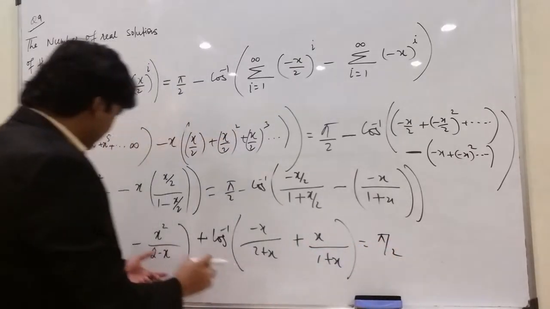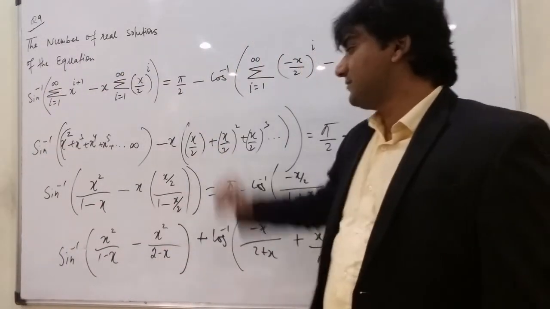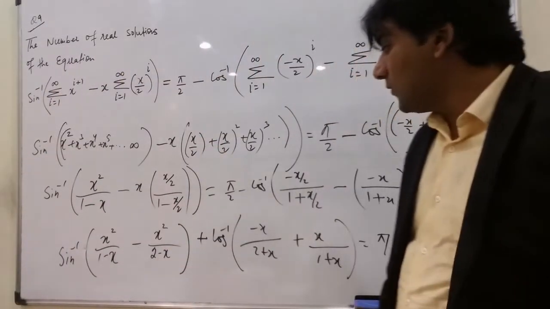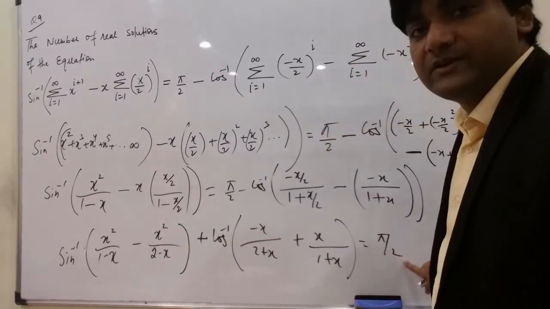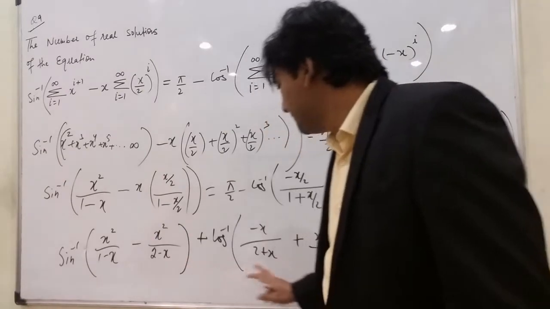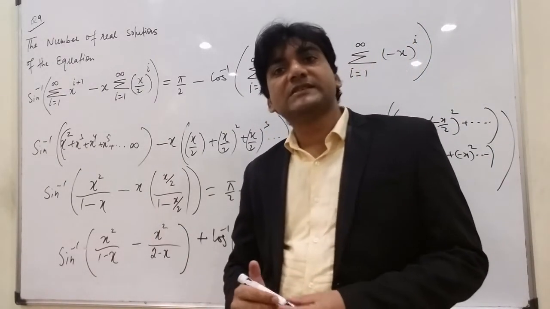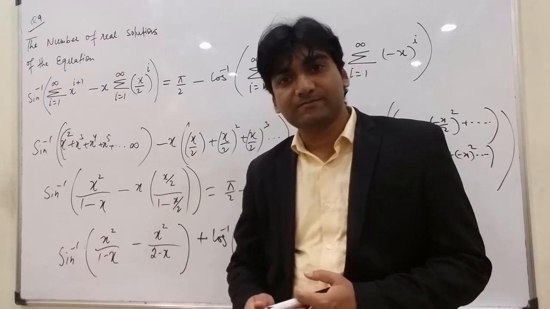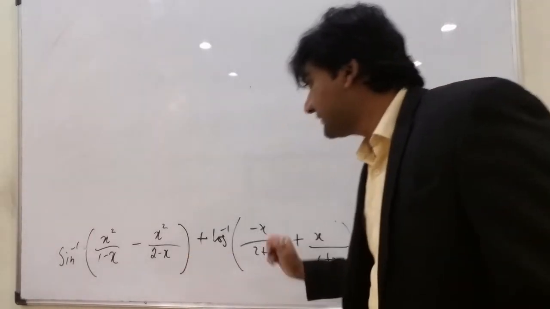So we got a little bit simplified version of this expression. Now, sine inverse something plus cos inverse something equals pi by 2, then these two brackets must be equal. Why? Because sine inverse x plus cos inverse x is pi by 2. Now I am going to equate these two brackets.